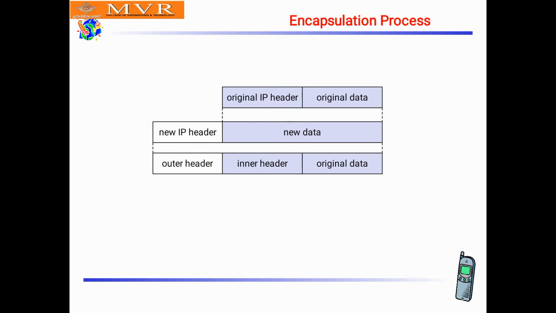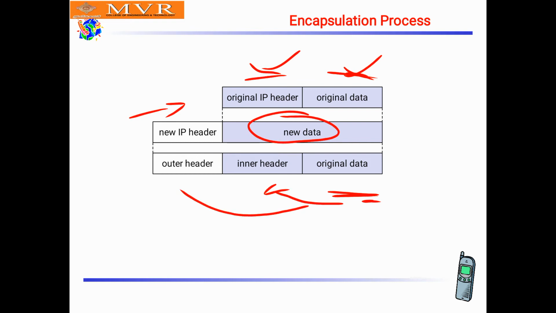The encapsulation process is like this. A new IP header, the outer header, is added. How is it encapsulated by the process? Here the original IP header is there, and this is the original data, whatever data has that IP header, and then it is the new IP header. In this new IP header, the original data is taken as the new data. This original data has the inner header, and the outer header is added due to the encapsulation of the new IP header based on the original IP header. This is the encapsulation process.